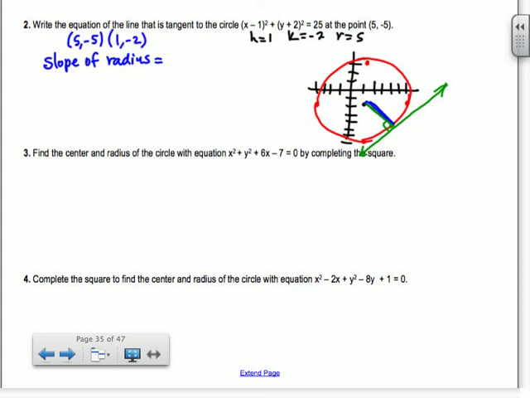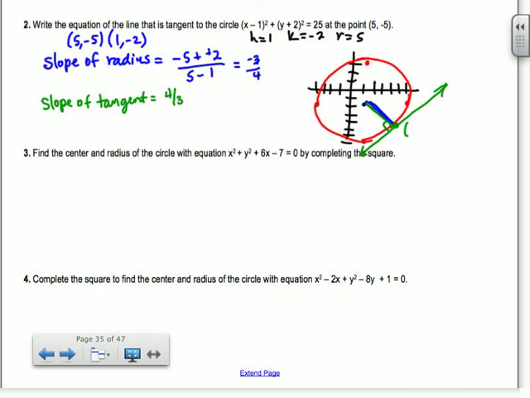So my slope is going to be change in y over change in x. So negative 5 minus a negative 2 over 5 minus 1. So I get negative 3 over 4 is my slope. So that means my slope of the tangent is going to be the opposite reciprocal. So instead of having negative 3/4, I'm going to flip it and make it the opposite sign. So it's going to be 4/3.